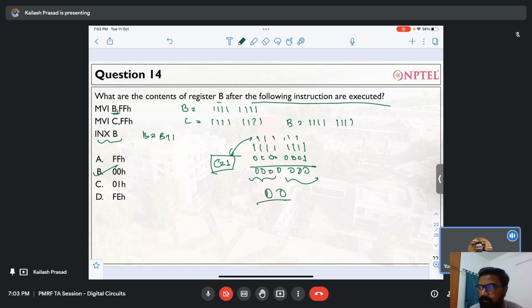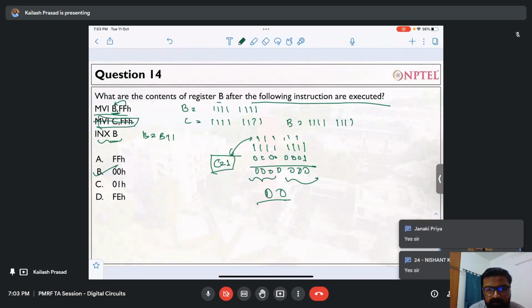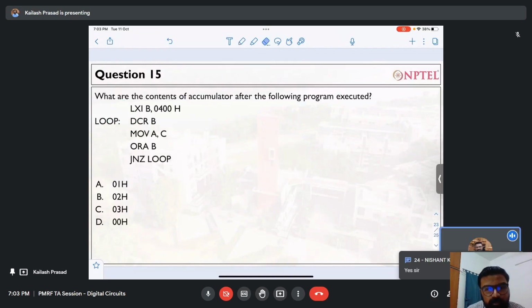Is that clear, everybody? This is a dummy instruction. It is not doing anything here, right? You're moving FF to B, and then you're incrementing it by 1. But when you add 1 to FF, the answer will be 0, because the carry will be set to 1. The last question is a big one, not very big. So I will explain. I won't ask you.